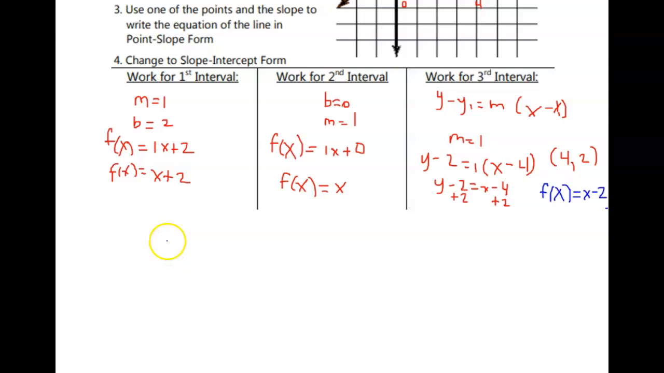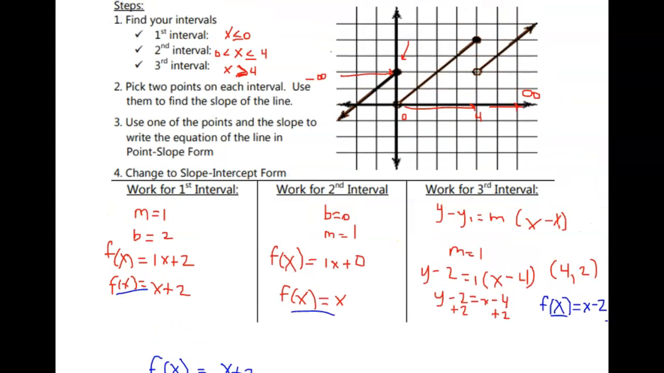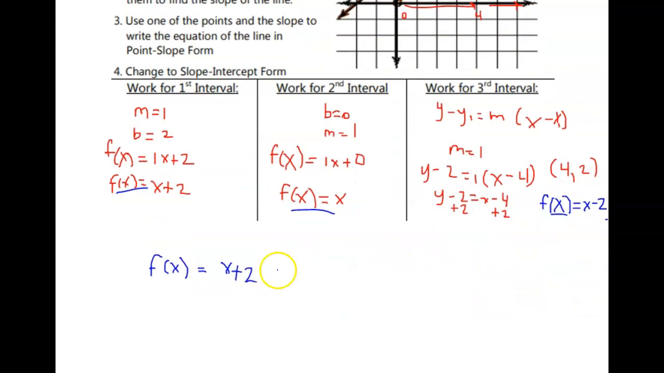Now let's put it all together as a piecewise function. We're going to take the first part, f of x. We only need to write that one time. So I have f of x is equal to, and now I'm going to write all of my intervals. Here's my first interval, which is x plus 2. And then let's write the restrictions on that interval. If we scroll back up, that was when x was less than or equal to 0. And so I'll write that. That's when x is less than or equal to 0.